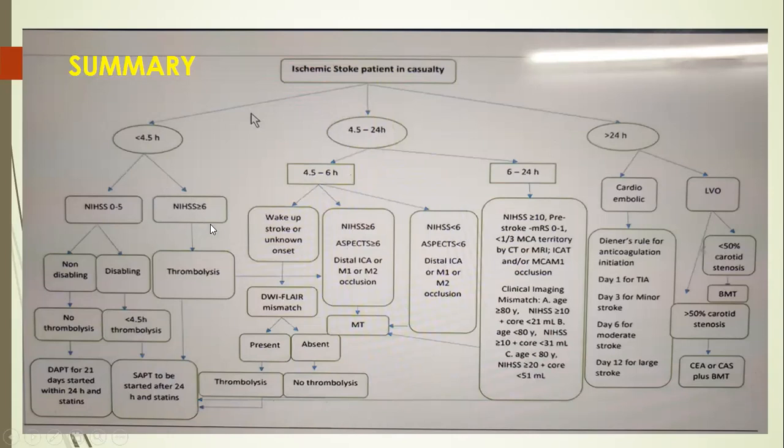Again, if the patient has more than NIHSS 6, you thrombolyze the patient. After 24 hours, if there is no hemorrhagic conversion, you start the antiplatelet. Is this clear? Less than 4.5 hours. Any doubts? Yes, sir.